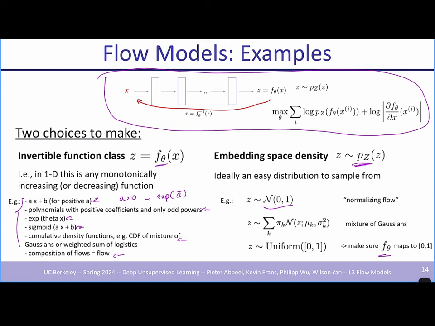So first of all, to clarify my question, this math with the function class equation and then the embedding space density equation is saying that whatever function we learn, with whatever parameters, is supposed to transform our input into some sort of latent space. This is saying that we would choose an easy distribution, for example a Gaussian, and then the output of the model that we learned should be the parameters of a Gaussian. I'll give some examples soon.